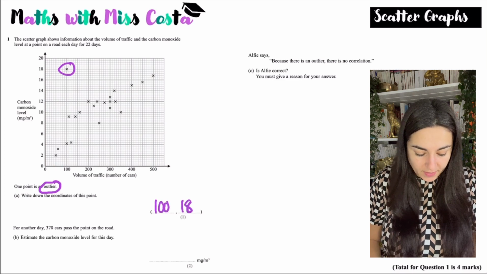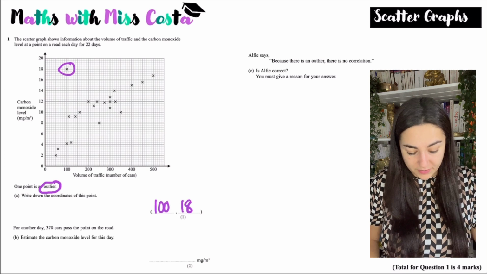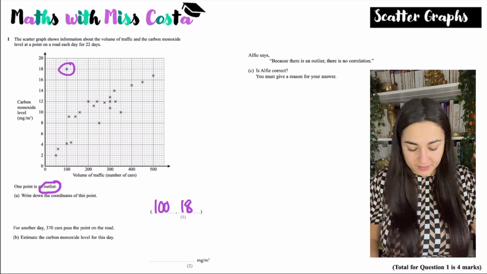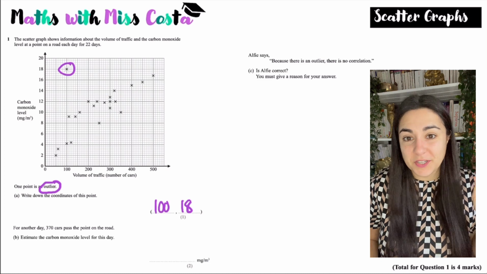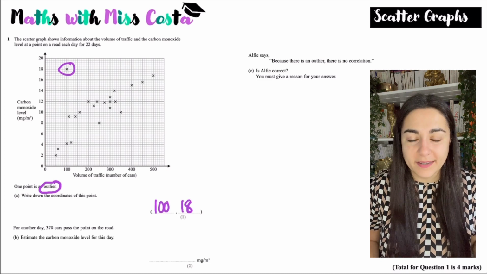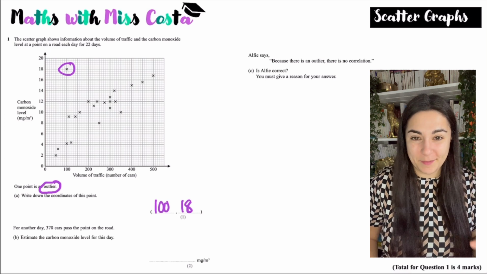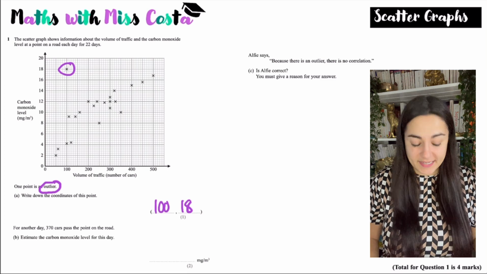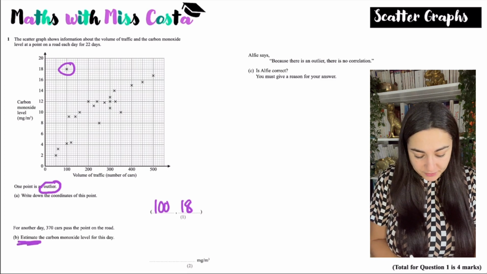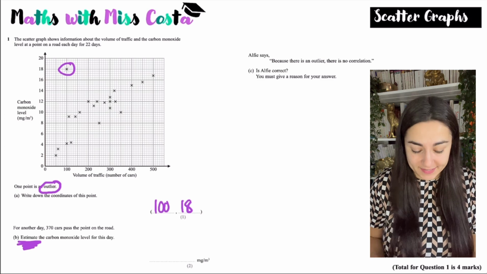118. Then it says, for another day, 370 cars passed the point on the road. Estimate the carbon monoxide level for this day. Now, what a lot of people do is they're like, oh, okay, 370, I'm going to go there and roughly just plot a point. And that's a common mistake people make. But when you're estimating using a scatter graph, what you want to do is draw a line of best fit. That's how you estimate.